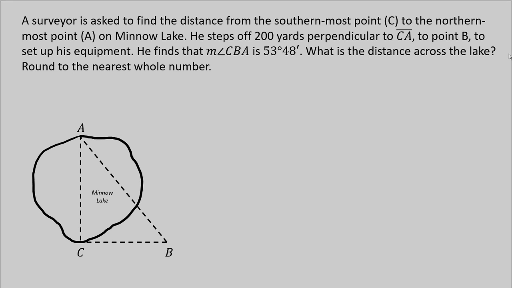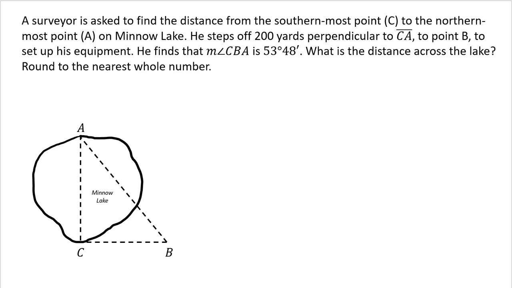Hi everyone! We'll need to solve the following problem. Let's first read this problem just to get the general idea of the situation. A surveyor is asked to find the distance from the southernmost point C to the northernmost point A on Minnow Lake. He steps off 200 yards perpendicular to segment CA to point B to set up his equipment. He finds that measure of angle CBA is 53 degrees 48 minutes. What is the distance across the lake? Round to the nearest whole number.